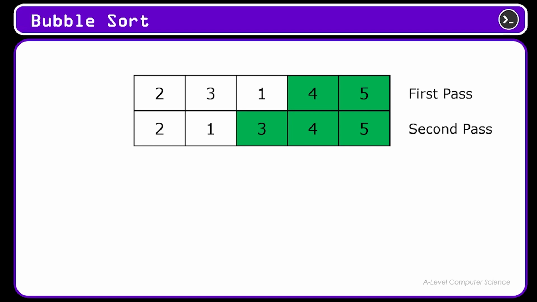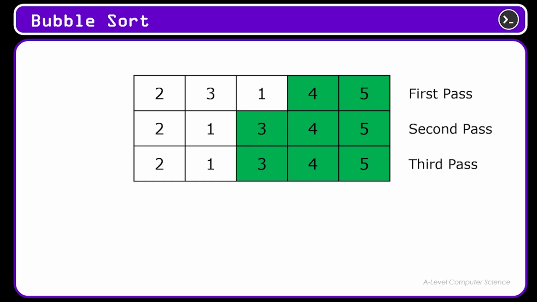After the second pass, the numbers 3, 4 and 5 are in the right place. We're then going to start our third pass. We're going to start by checking the first two numbers, number 2 and number 1. We're going to see if 2 is greater than 1. This is true, so a swap is going to take place. The number 1 stays where it is. And then we're going to check, is 2 greater than 3? This isn't true. Check if 3 is greater than 4. This isn't true. And then we're going to check if 4 is greater than 5.